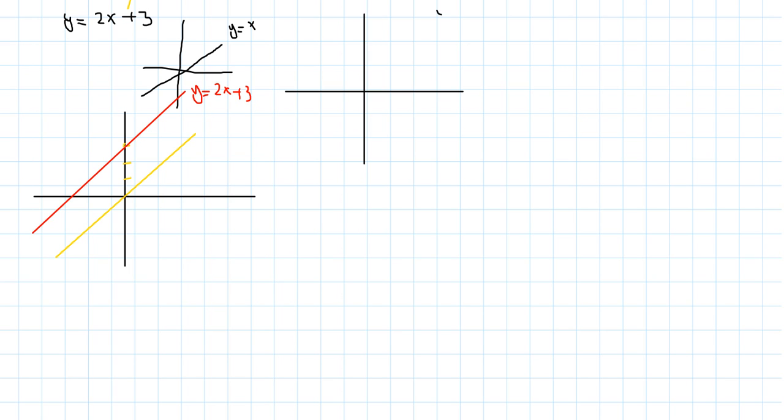y equals minus x plus 5. I know y equals minus x is like this, and I should shift it 5 on the y axis. So 1, 2, 3, 4, 5. At first I draw it, and after that I shift it.